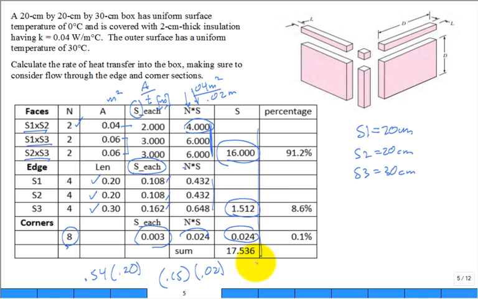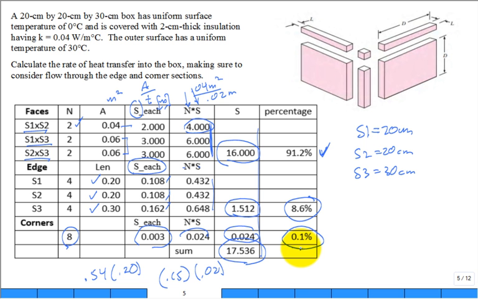I sum them up for the total system, and then I can go back and take a look. I can say, you know what? The amount of the area to length ratio, giving a geometrical pathway for heat transfer through the faces, is about 91%. 91% of the heat transfer will go through those faces. About 9% will go through the corners. Not the corners, the edges. And then what goes through the 8 corners? Almost nothing.